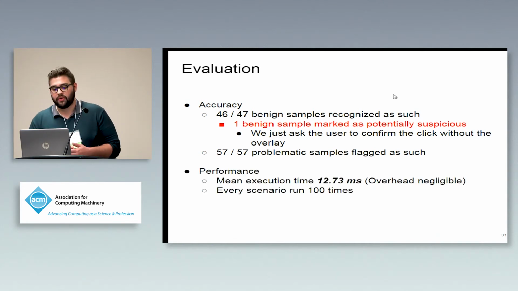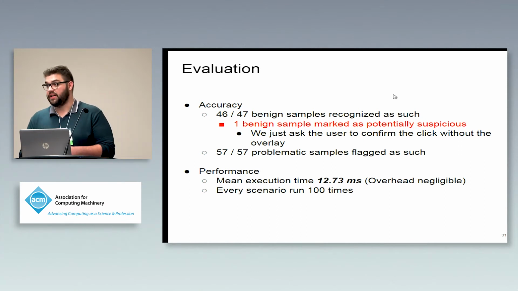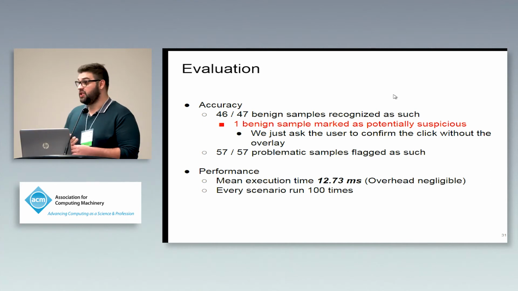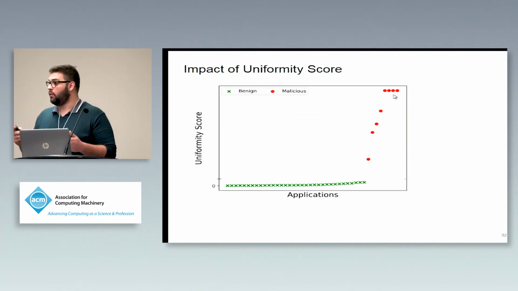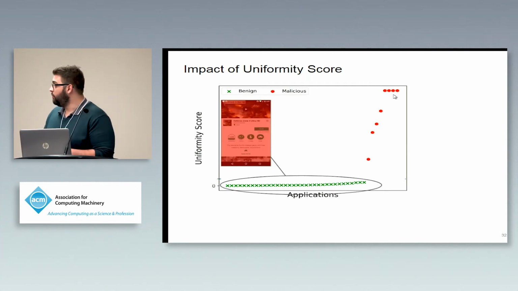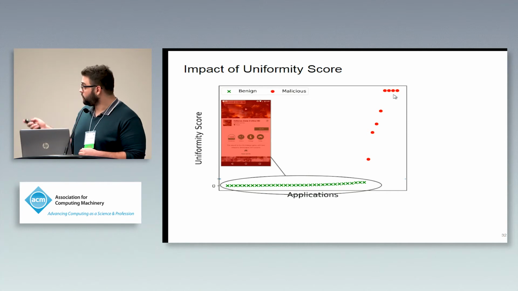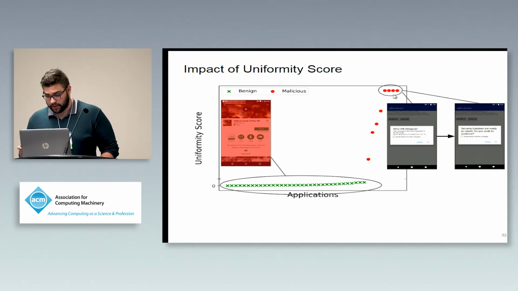For what concerns performance, we ran all the examples hundreds of times on a real phone, and the minimum execution time is around 12 milliseconds. We think this is negligible overhead for the user. So here, let's see if our metric is good. As you can see at the bottom, basically all the benign samples are very close to each other. And the malicious ones are very distant from them.